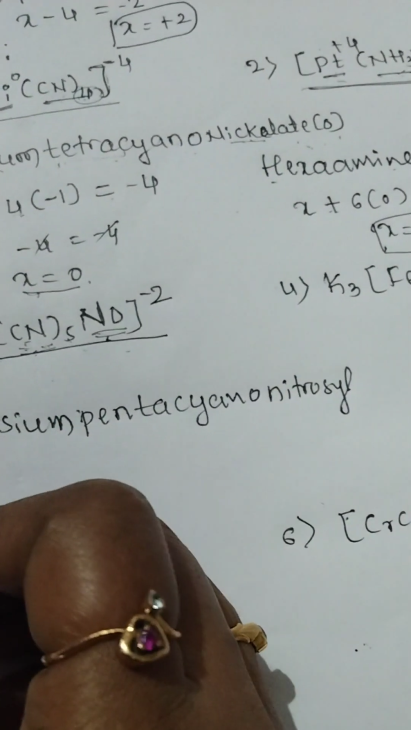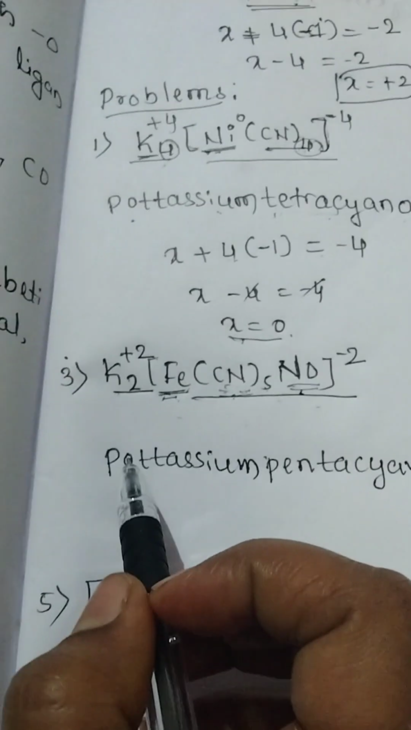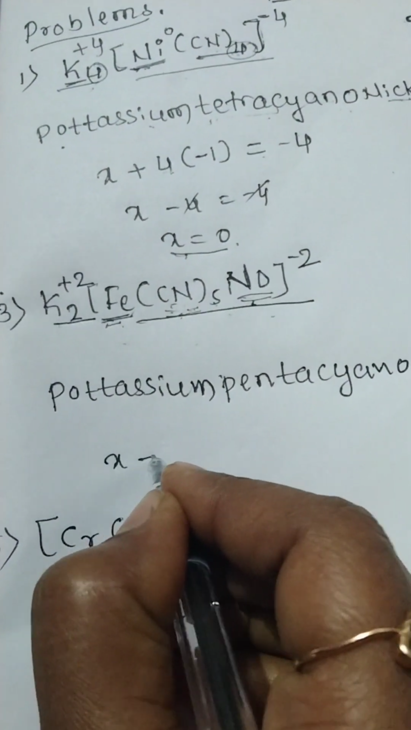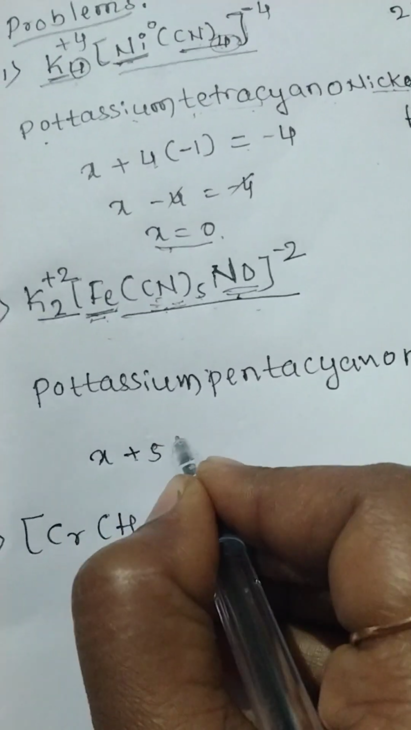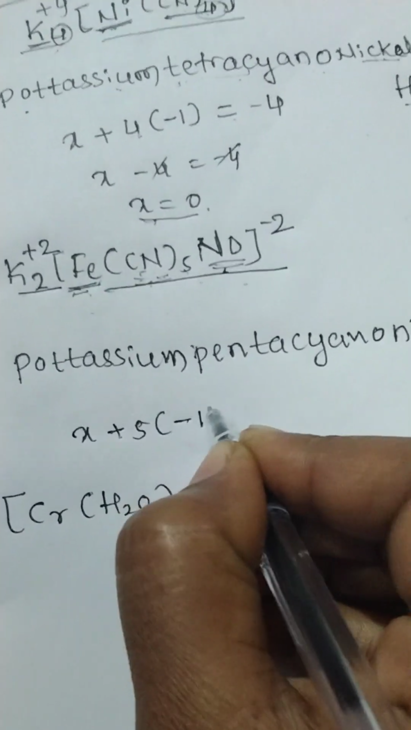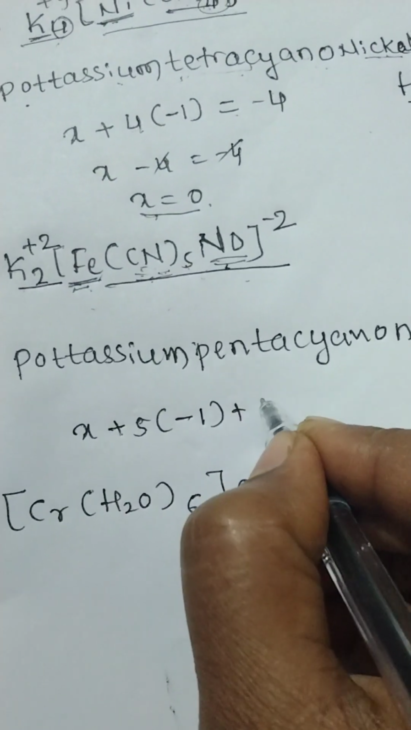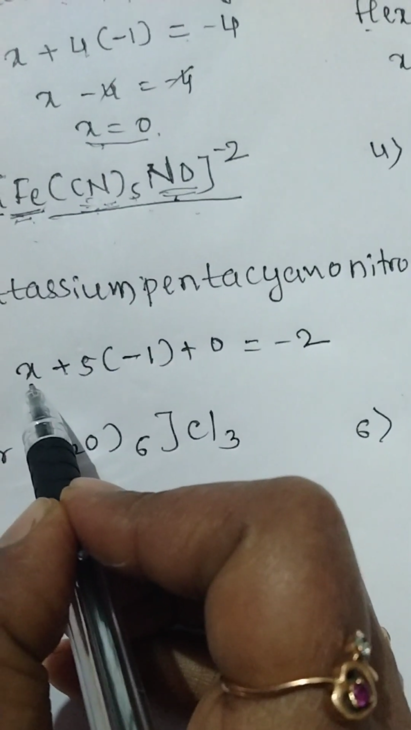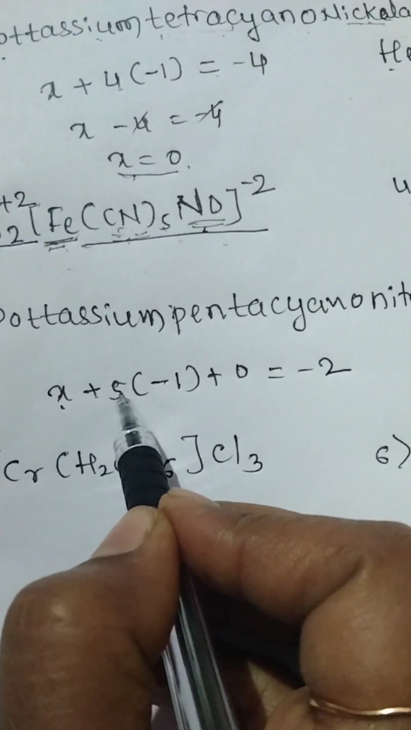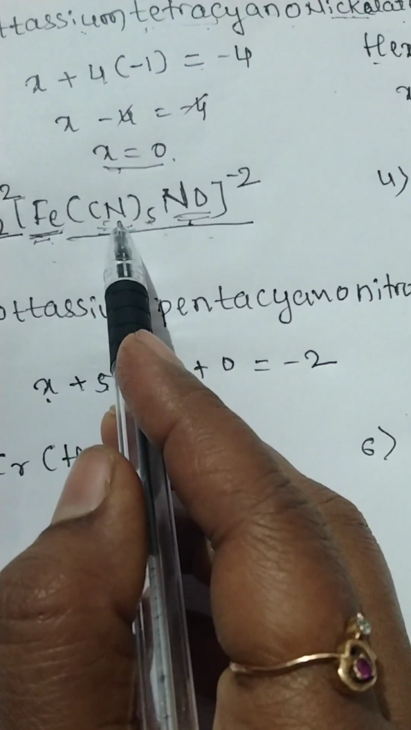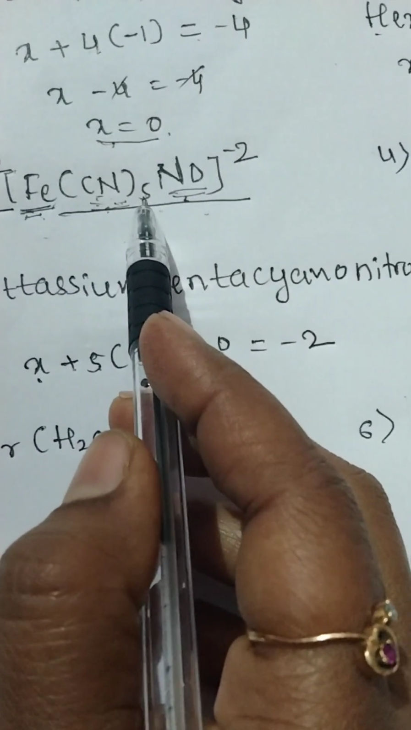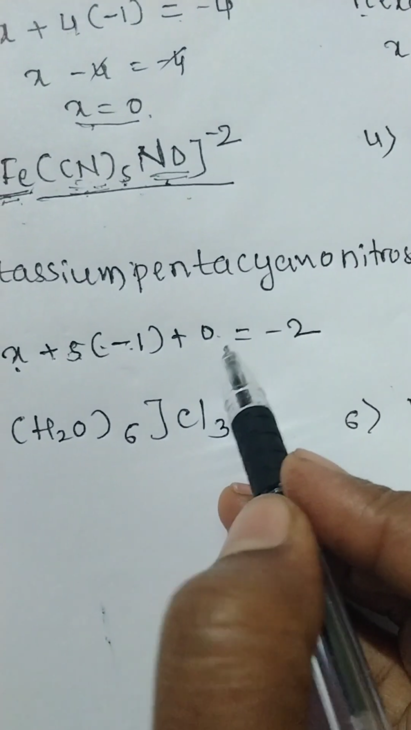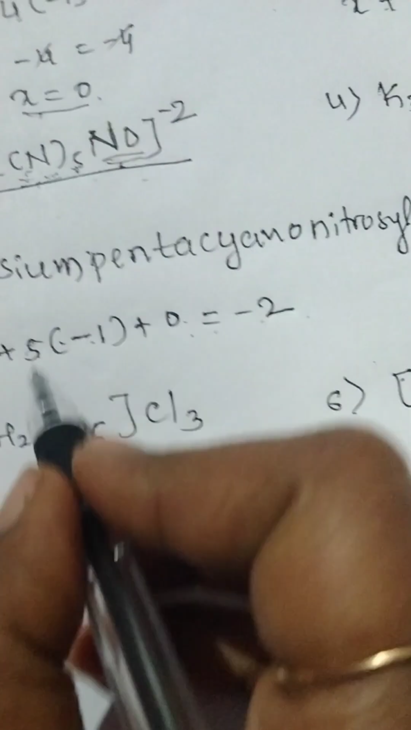Before going to the metal, we have to calculate the oxidation state, that is X plus 5 into -1 plus 0 is equal to -2. Here X is the oxidation state of the central metal, and 5 is the number of cyanide ligands. How many cyanide ligands are present? 5. 5 into the charge of cyanide, -1, plus 0 is equal to -2.